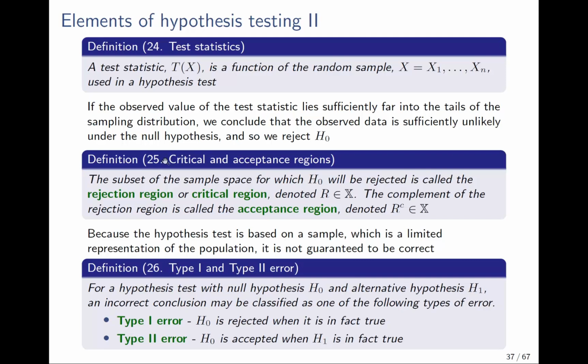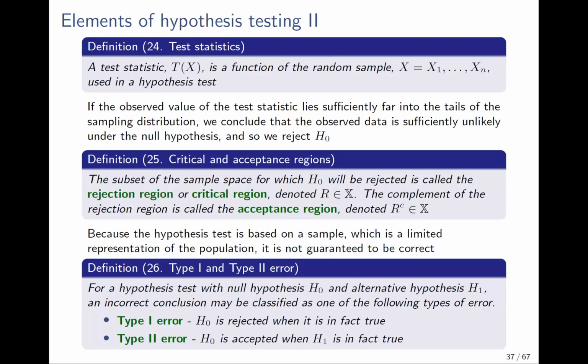To do this, we're going to define critical and acceptance regions of the sample space. The subset of the sample space for which the null hypothesis will be rejected, we're going to call the rejection region or critical region. We'll denote that by R. And the complement of the rejection region we're going to call the acceptance region, and we're going to denote that by R superscript C, the complement of the rejection region.